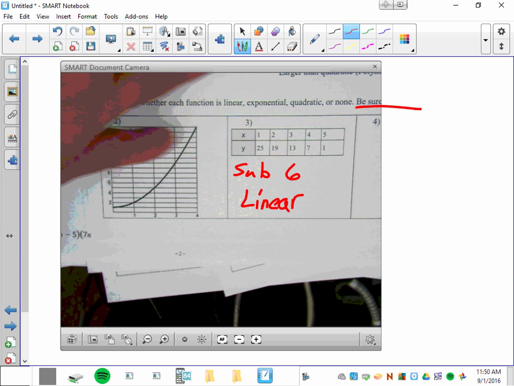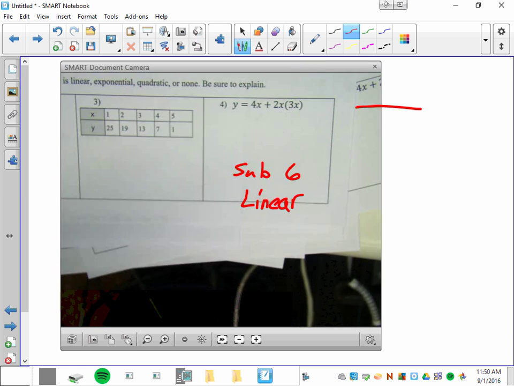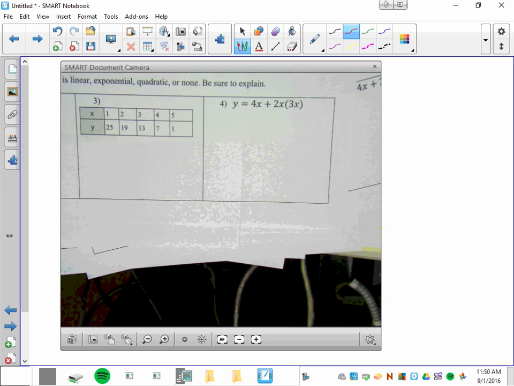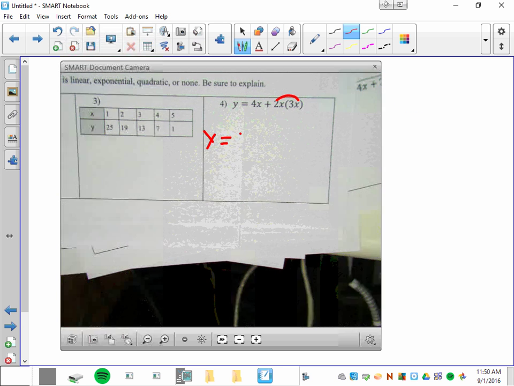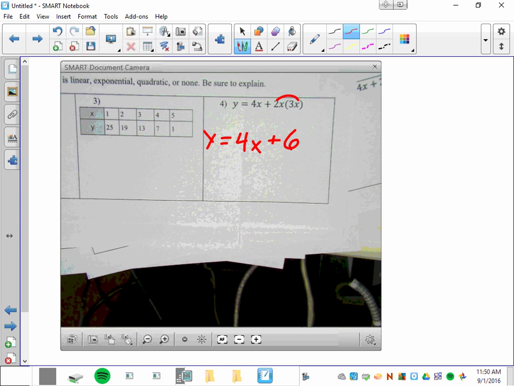And number 4, we have to do a little bit of math here. We have to times these together. So I get y equals 4x plus 6x squared. What type of equation is that? Linear, exponential, quadratic, or none of the above? Quadratic, how come? The biggest exponent is x squared. The largest exponent determines the shape of the graph. And in this case, it's x squared, so this one's quadratic.